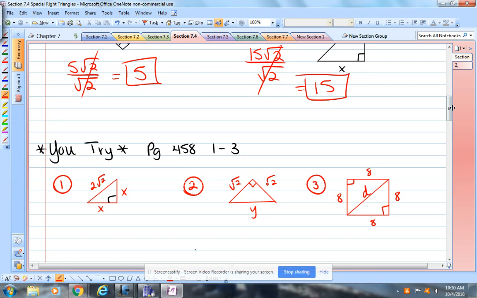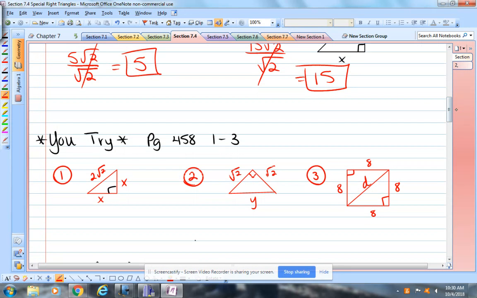All right, y'all can try these on page 458. If you can't read mine, open your book to page 458. I want you to find either the missing leg or the missing hypotenuse, whichever one it is. Find all 3 of them, please. Yeah, that's 2 radical 2.